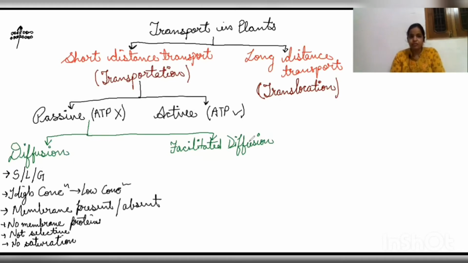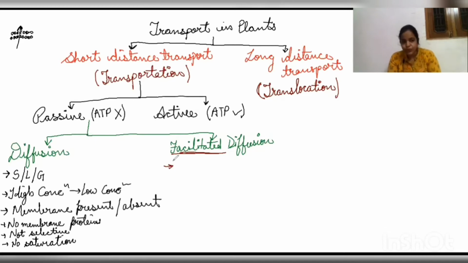So let's write the points for facilitated diffusion. First point, we know that ATP is not used in this sort of transportation. Now I'll relate it with the word itself, facilitated. Facilitated means providing some sort of facility so that the function can be performed easily. Here, the function is transportation. So if the transportation is done along with some support, we call it facilitated diffusion. And here the membrane is definitely involved. In facilitated diffusion, membranes with specific proteins are involved.